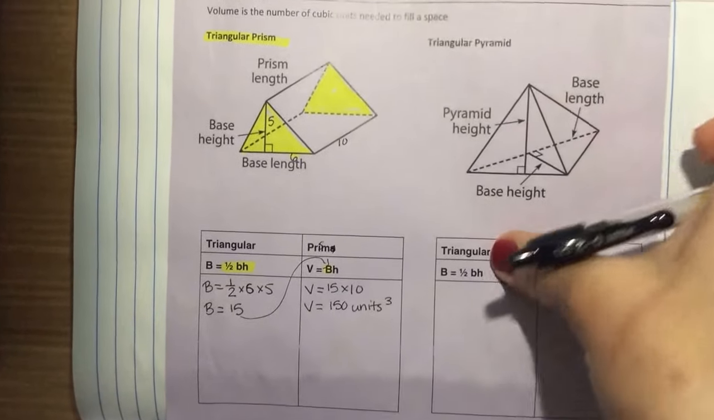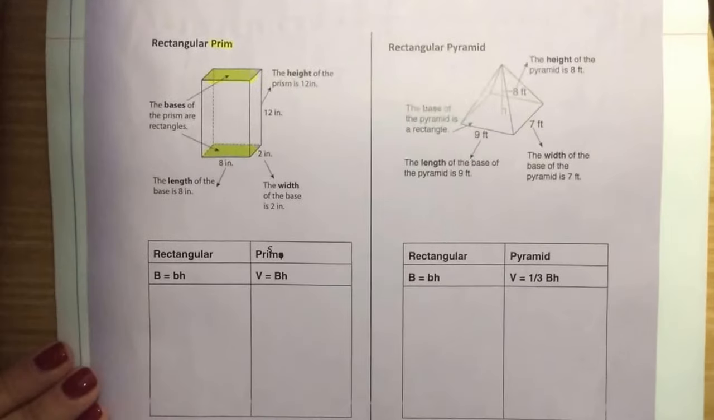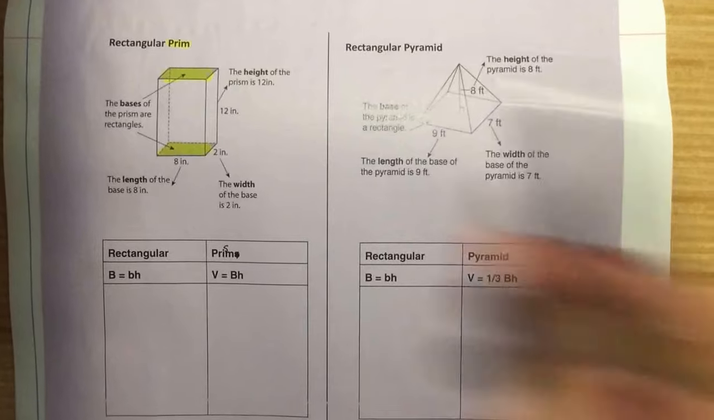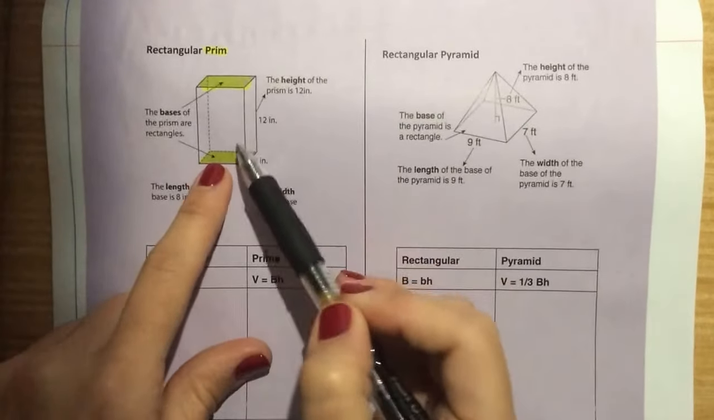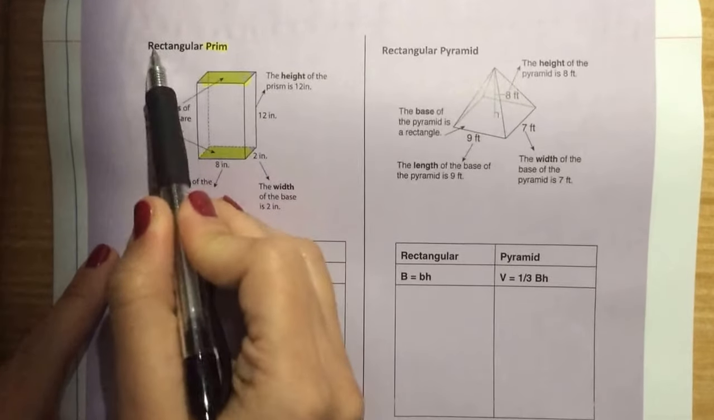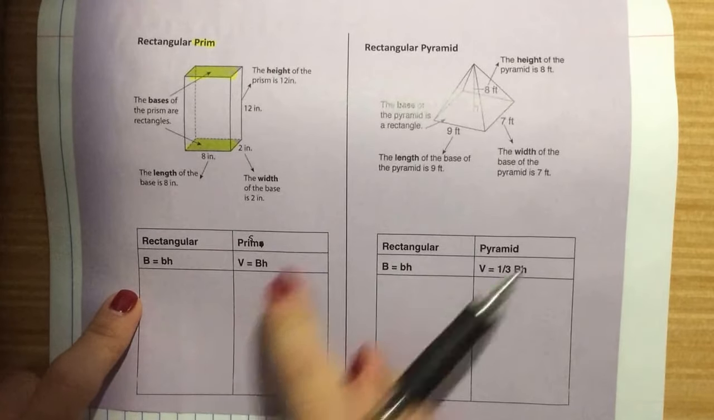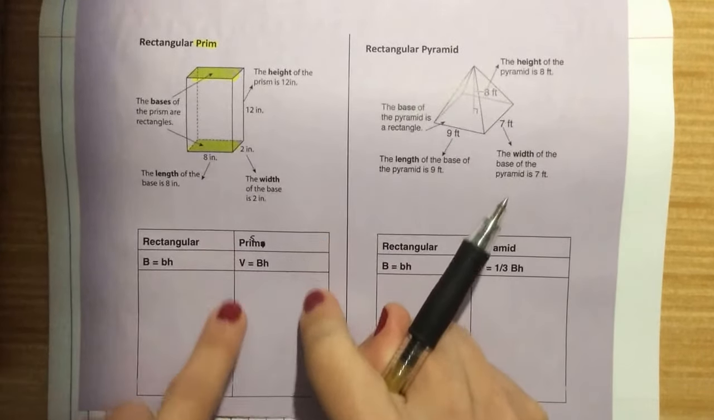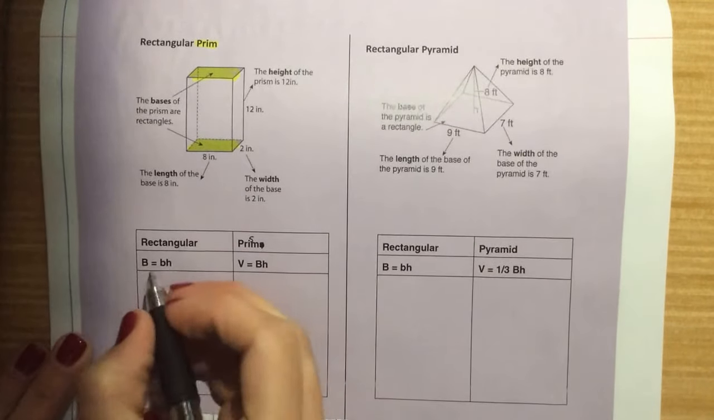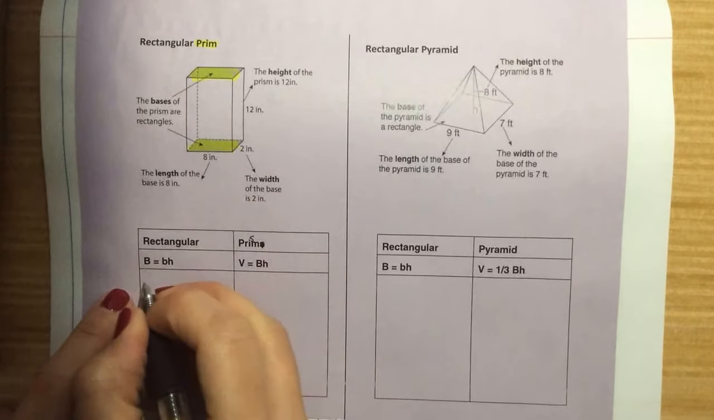So let's go ahead and do one for the rectangular prism. And then you can watch the video on getting the worksheet started for some more examples. So for a rectangular prism, the base is going to be the top and the bottom, right? And they're rectangles. So your first column is going to be with the formula for a rectangle, and it's a prism, so your second is going to be the volume formula for a prism.